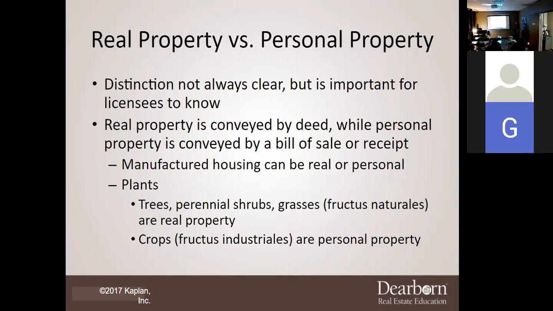So when I have the seeds in my hand, they're personal because I can move them around. I can give them out to y'all. But the minute I open them, pour them into the ground, and put the water and soil on it, they are now classified as real property.